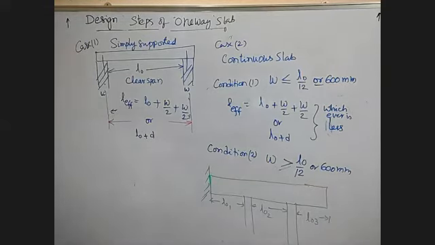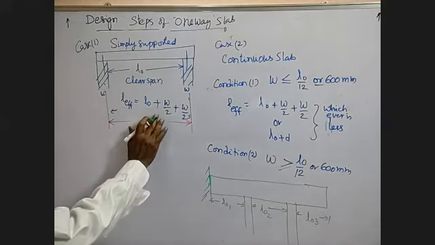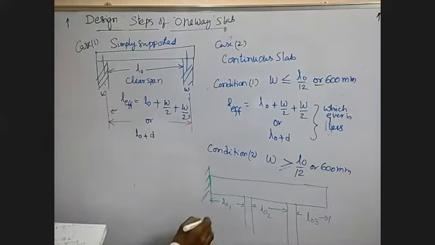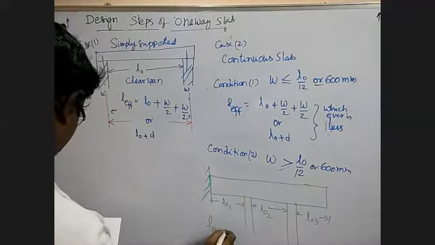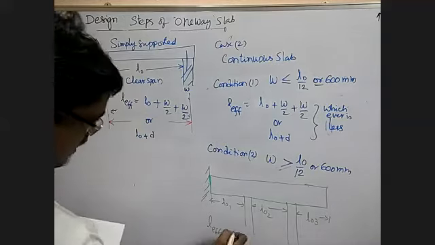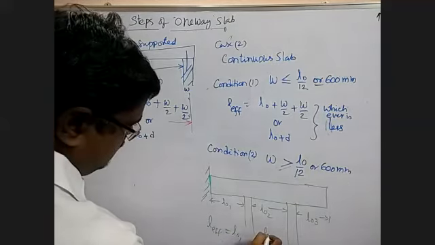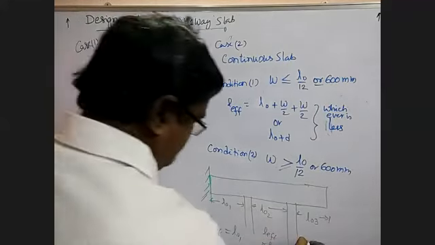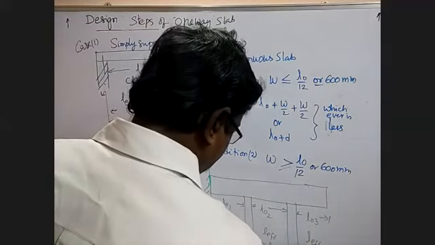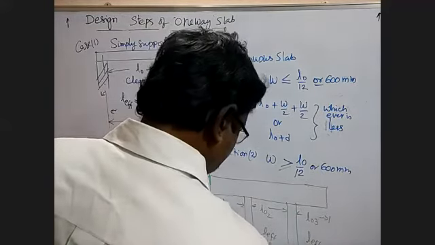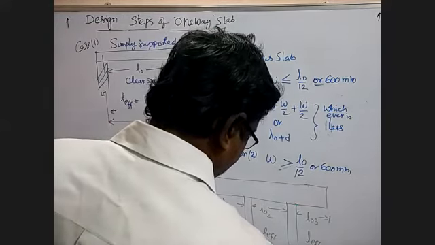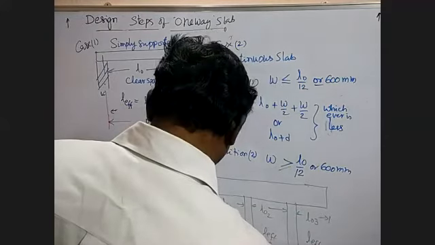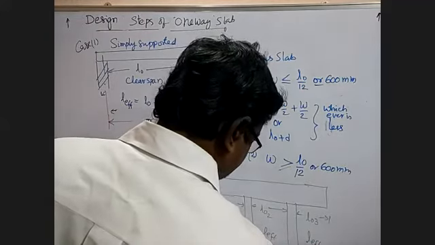So we use the same formula here. What we have used in simply supported can be implemented in the continuous slab also. Here L effective, the effective span, is equal to L01. Here L effective is equal to L02. But in this case, it is different. L effective is equal to L0 by 3 plus W by 2. That is the only difference, because it is L03.